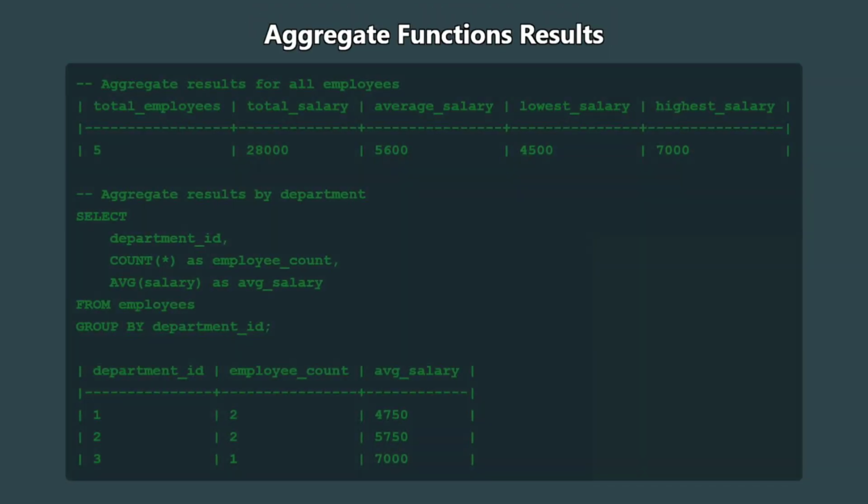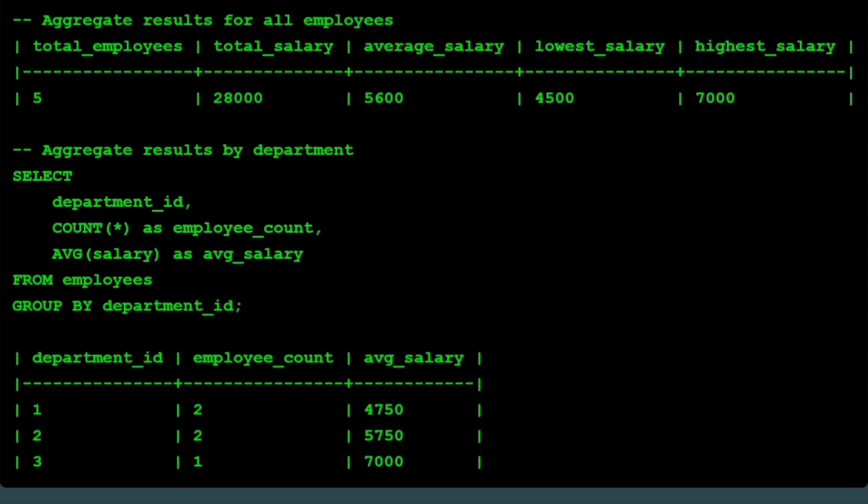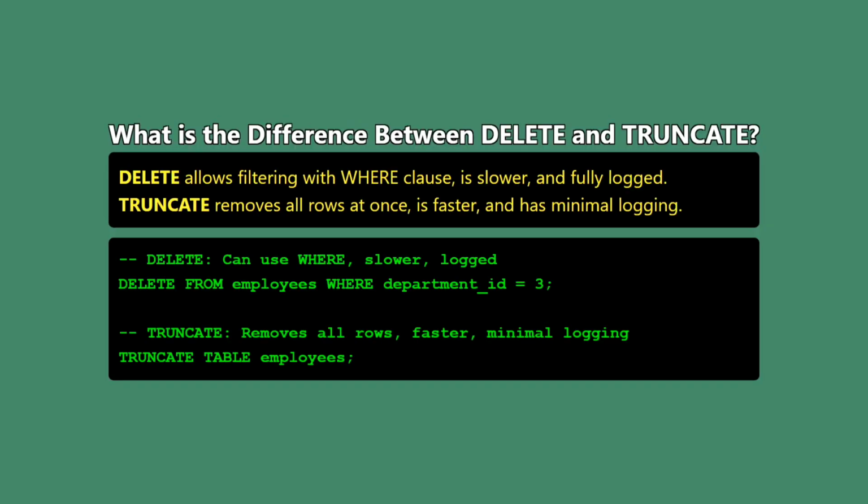Look at the result. For all employees, we have 5 employees with a total salary of 28,000, the average salary of 5,600, with salaries ranging from 4,500 to 7,000. We can also use these functions with GROUP BY to analyze data by category. Here we see Department 1 has 2 employees with an average salary of 4,750. Department 2 also has 2 employees but with a higher salary average of 5,750, and Department 3 just 1 employee earning 7,000.